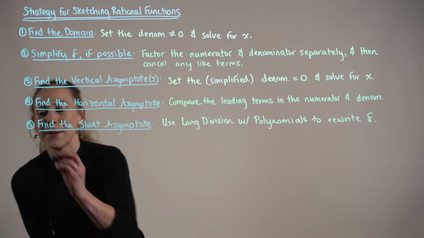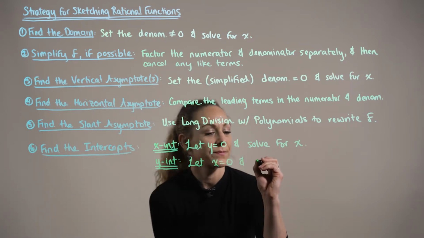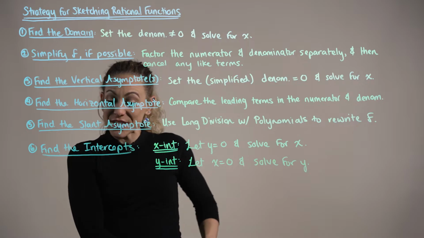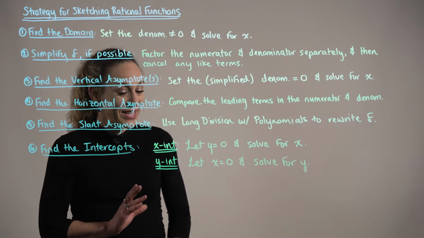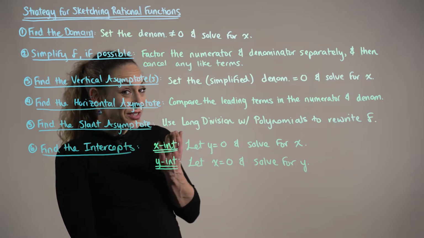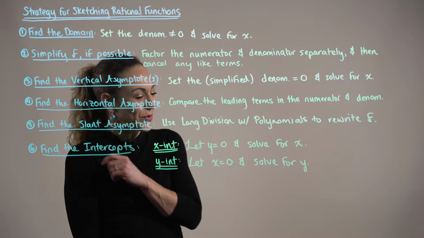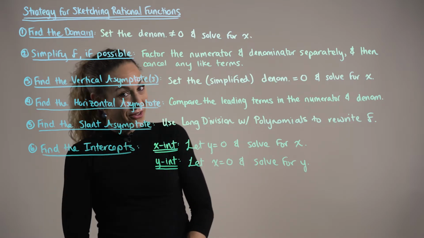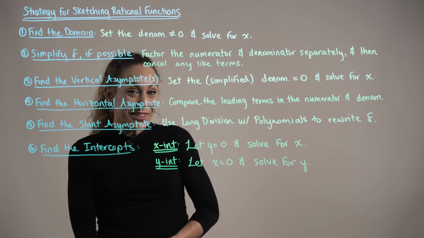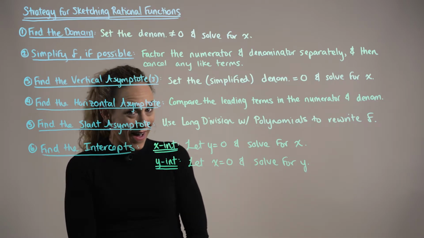Step 6. So step 6 is asking us to find the intercepts. Now recall that there are two distinct types of intercepts, the x-intercept and the y-intercept. So for the x-intercept, we of course know that we are going to let y equal 0 and solve for x. And similarly, for the y-intercept, we let x be 0 and solve for y.